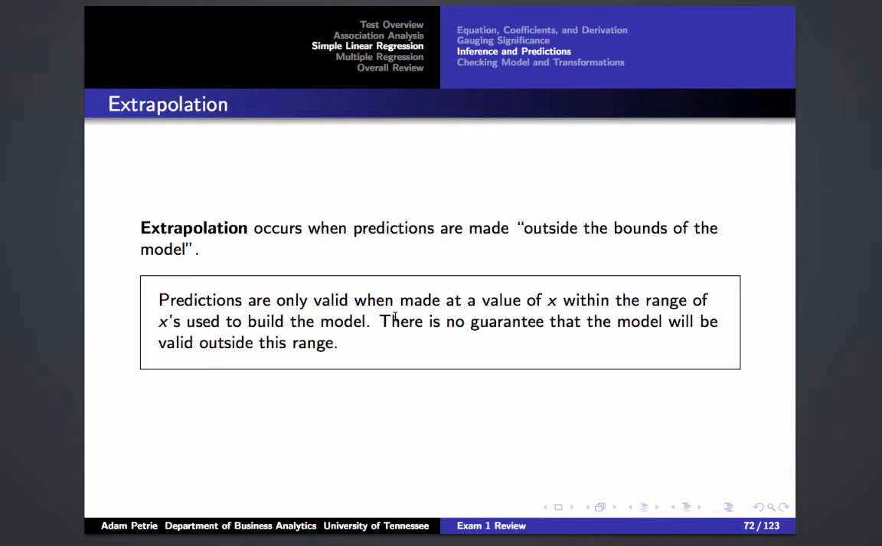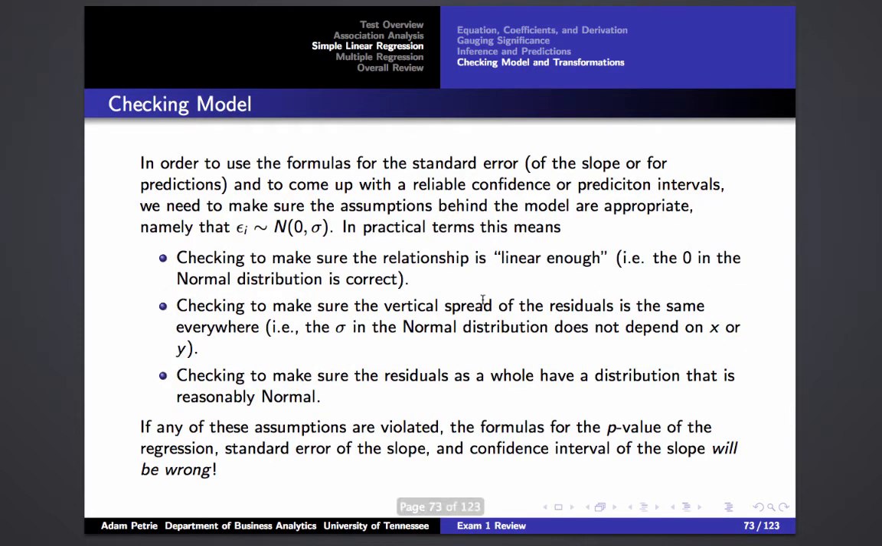Okay, one thing to be careful of is extrapolation. It's not okay to make a prediction at a value of x that's outside the range of x's used to build the model. We have no guarantee that the relationship is going to continue to be linear outside the range of x that you used to build the model. And so if you make a prediction there, that is extrapolating. You may end up getting it right, and that's great, but there's no guarantee, there's no statistical guarantee at least, that any of the confidence intervals or prediction intervals will be correct.